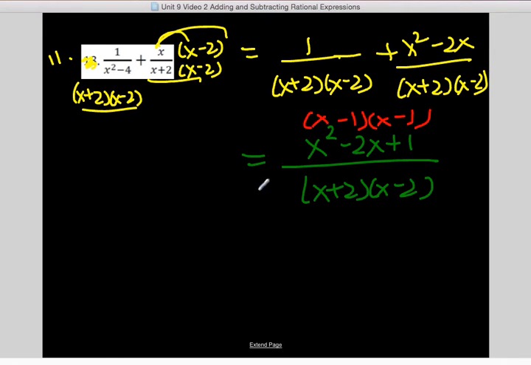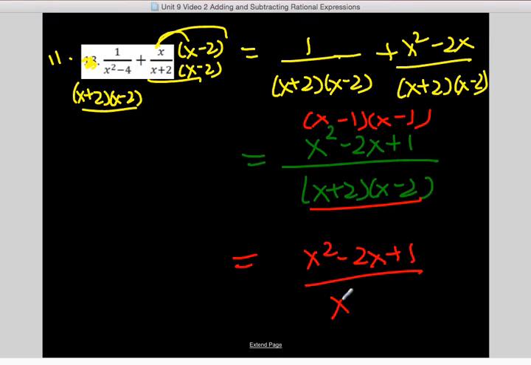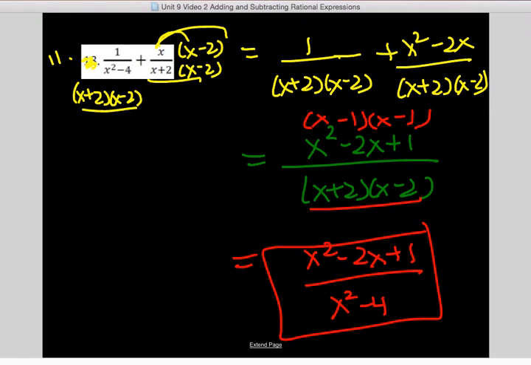Okay, so then I would look, does that mean that anything cancels here? Are any of these the same? No, so I can just leave it. You can leave your final answer as x squared minus 2x plus 1, and I'm going to write this as x squared minus 4. You could use either denominator, but I like to write the one that has less work to write, so there you go. That is number 11.